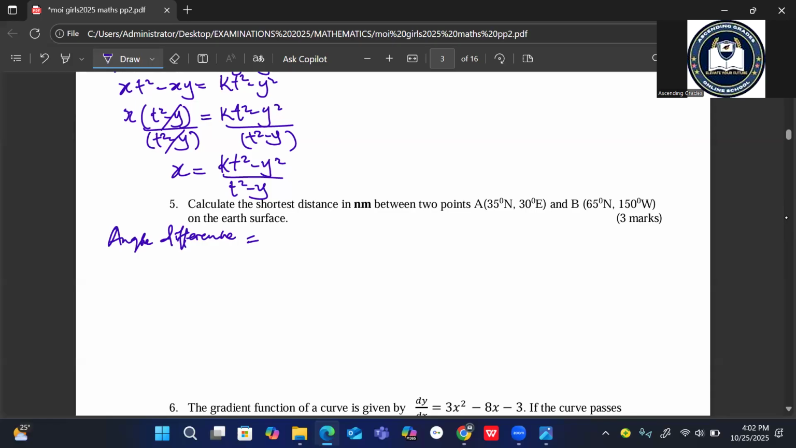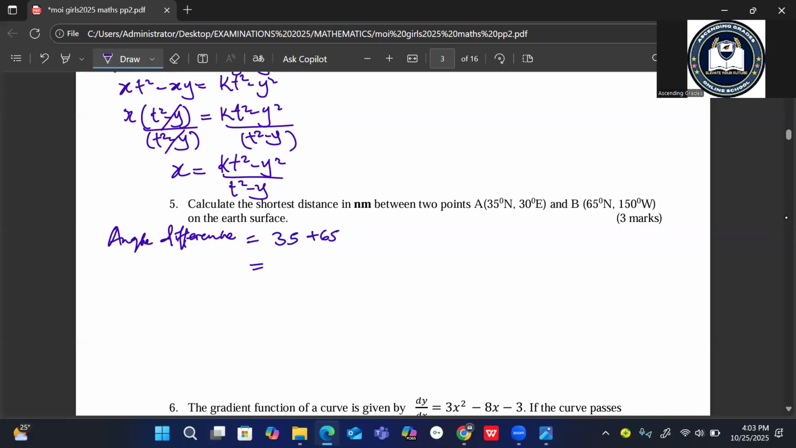So for our angle difference, we are going to have 35 plus 65. We have 35 plus 65. So we get 90. Yes.